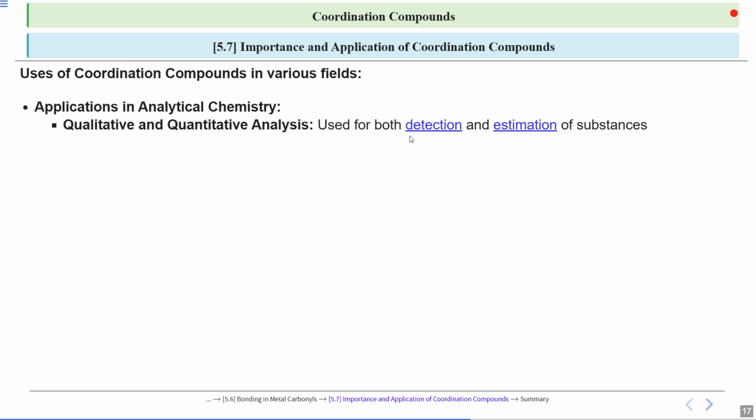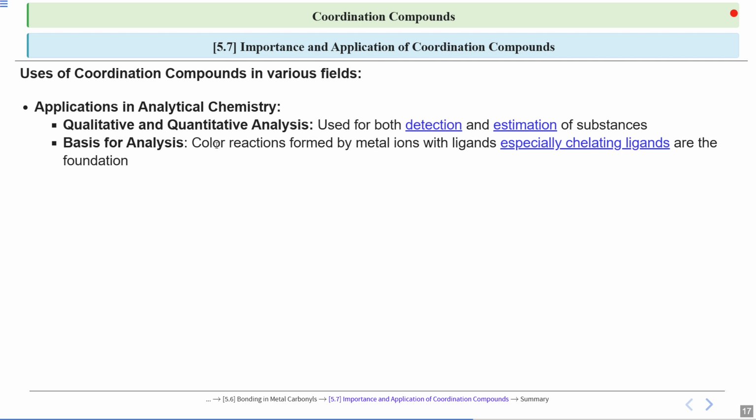Detection means we have to identify, that is, detect whether a substance is present or not. Then we use coordination compounds for some metals and some ions in analytical chemistry, and for estimation of the substances also we use coordination compounds.